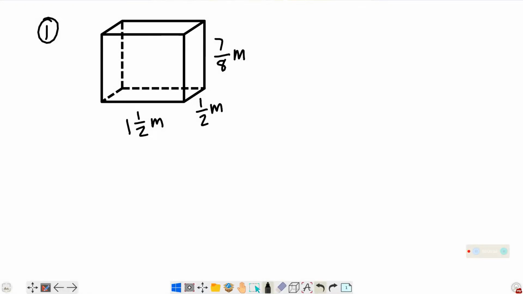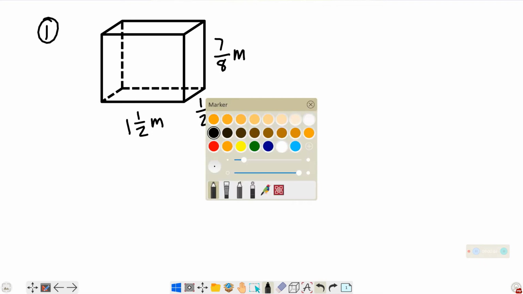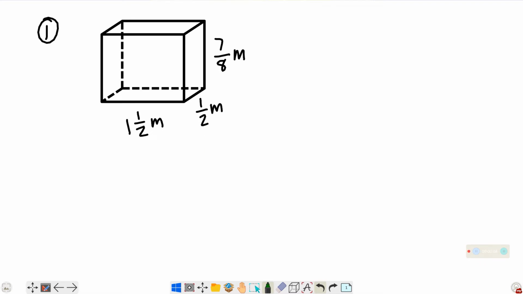Number 1, determine the volume of the rectangular prism. Remember, we always use the formula V equals base area times height for every single prism. The base of this shape is a rectangle. So first I need to find the area of that rectangle.